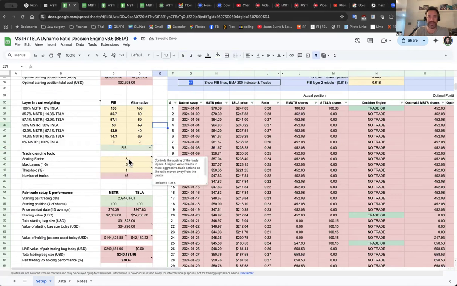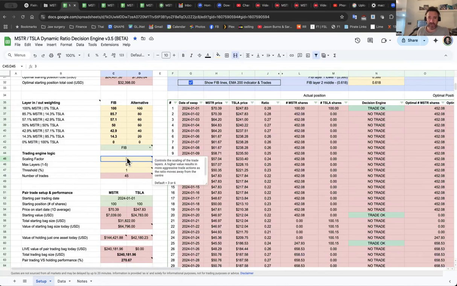Now, here is where I am a little bit fuzzy about what the settings do. So scaling factor, it says here that it controls the scaling of the trade layers. A higher value results in more aggressive trade actions as the ratio moves away from the center. So what I read from that, and what I think ChatGPT has done, is it's applying a transformation to these weightings. I don't exactly know what that number means, but the important thing is to dial in the settings to get the best performance, and we can see that down here.